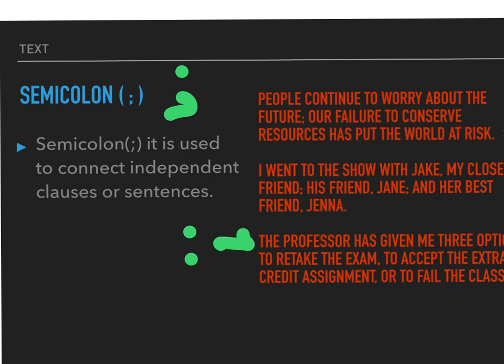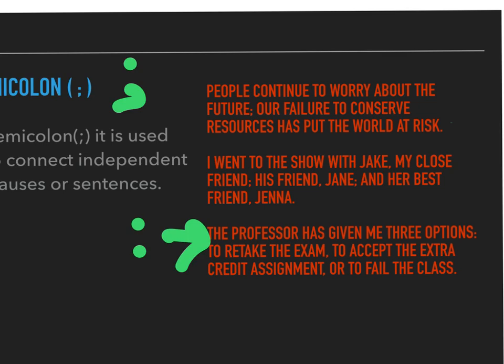So now the third example is on colon. Let's understand that. The professor has given me three options: to retake the exam, to accept the extra credit assignment, or to fail the class. Now why is it used here after "me three options"? Because it is used to introduce a list.